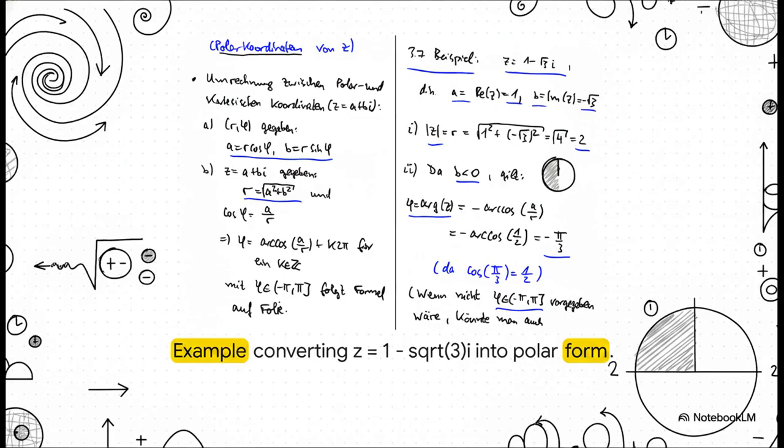Step 2, the angle phi. Because our b is negative, it's below the real axis, the lecture notes tell us to use the formula negative arc cosine of a divided by r. So we calculate the negative arc cosine of 1/2. The arc cosine of a half is pi over 3, making our angle phi negative pi over 3. Bring it all together with Euler's formula, and our final answer is 2 times e to the power of negative i times pi over 3. When you visualize this point, it makes total sense. It's sitting perfectly down there in the fourth quadrant. It's a simple, structured process that won't let you down on test day.